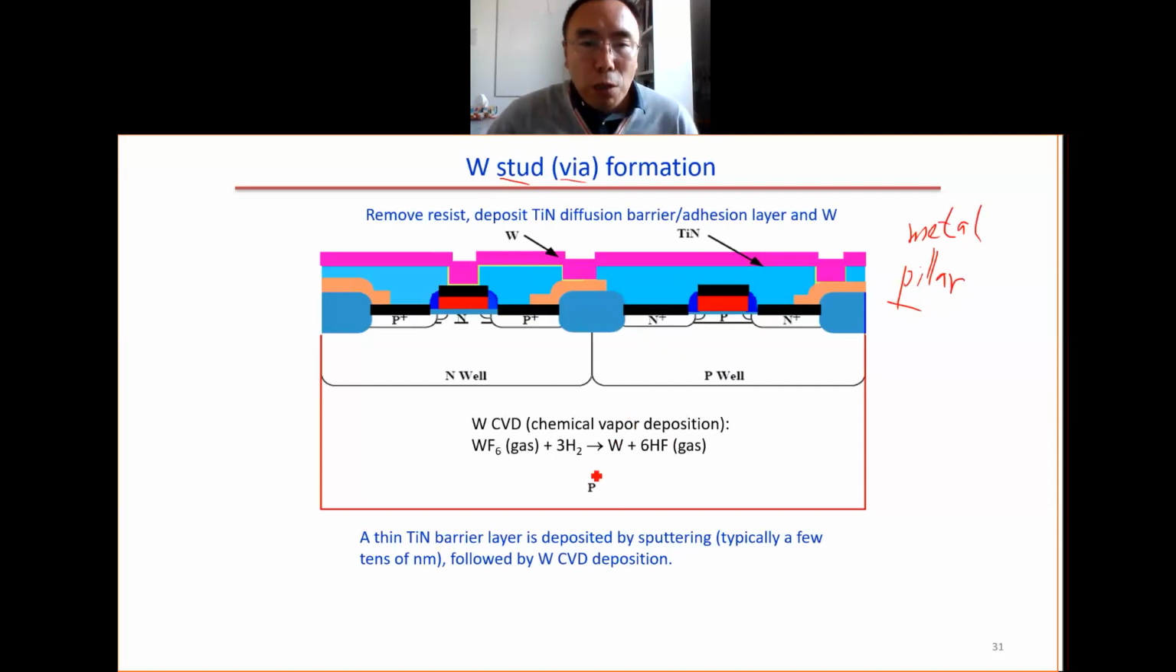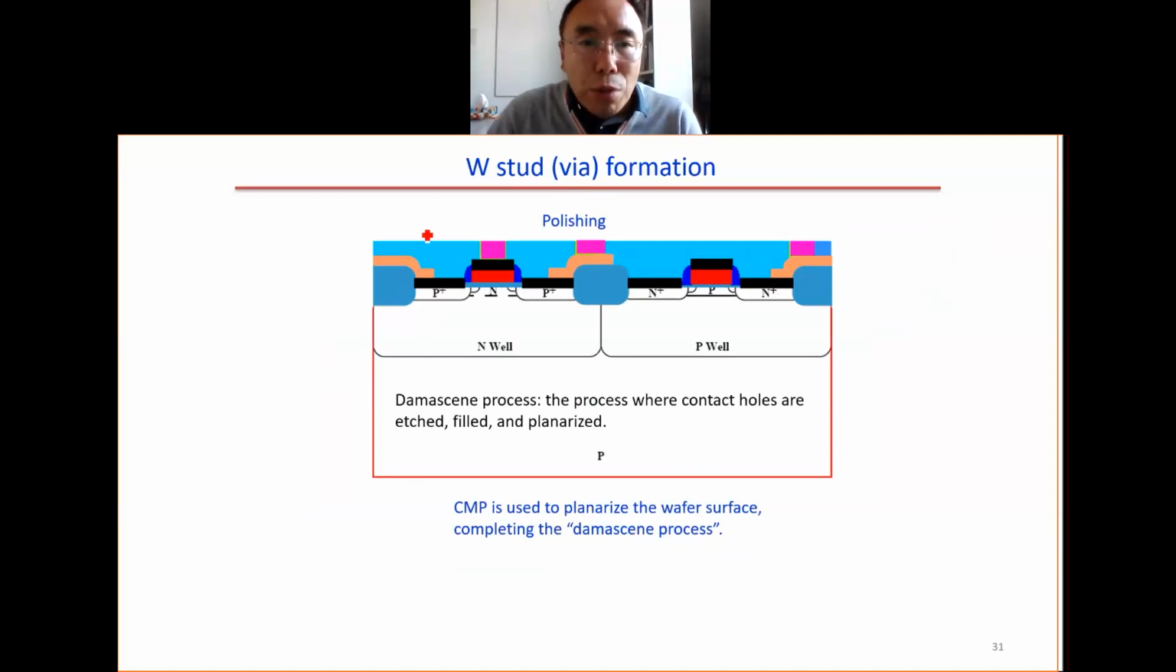So what do we do? First, we coat a thin titanium nitride barrier layer. This barrier layer isolates the tungsten from the glass or from the silicon. Then we do tungsten CVD, chemical vapor deposition. We use WF6 gas and hydrogen to form tungsten metal, and the gas is pumped away. This way we have the hole filled with the stud, the via, or the pillar. Then we do the polishing process to remove the metal on the top.